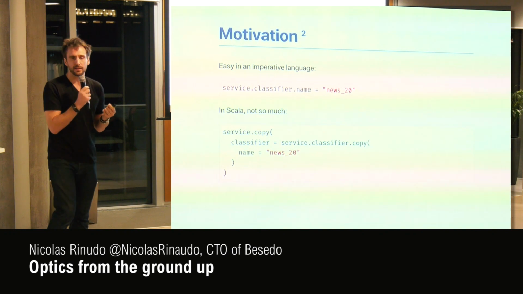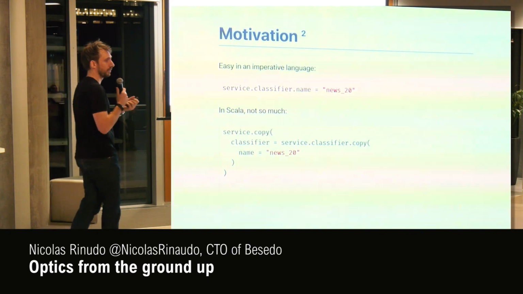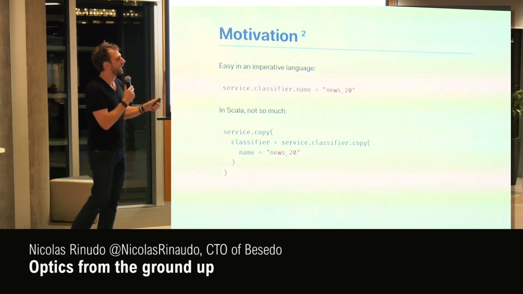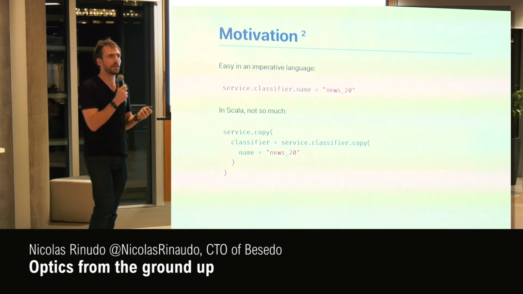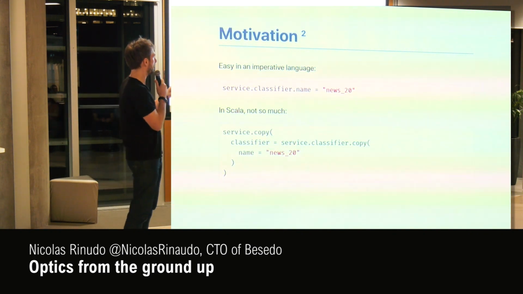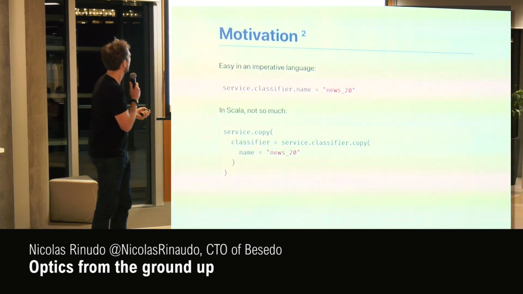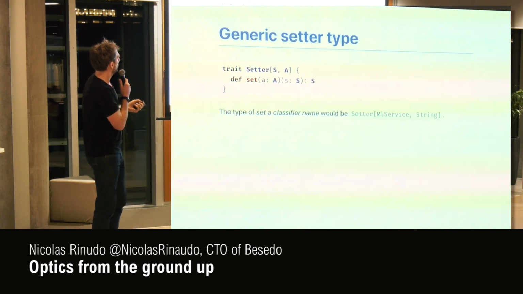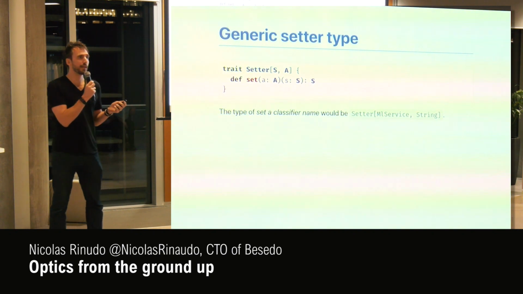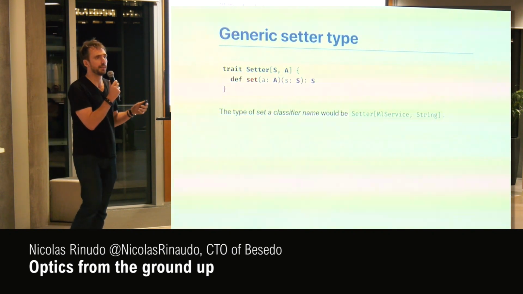We like to say that when we write functional programs, we can do the stuff that imperative languages do, but without a lot of the boilerplate. Clearly here, the boilerplate is on our end. So we want to fix that. And so the first attempt that we are going to make is to create a generic setter type.